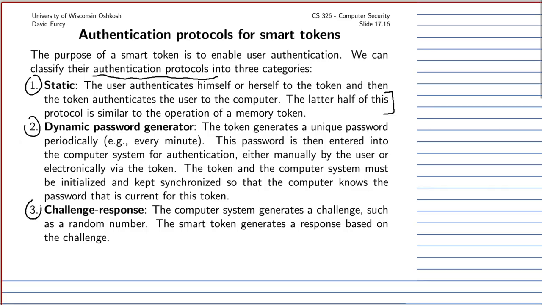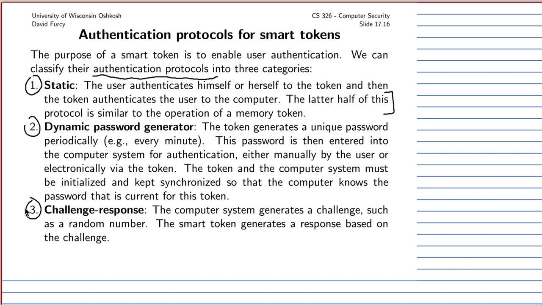And the third category of authentication protocol we're going to talk about is the so-called challenge response protocol. The reason for this name is that the first step is that the computer system is going to generate a challenge for the user. This challenge will typically take the form of a random number. And then the user is going to use the smart token to generate a response based on this challenge, and provide that response back to the computer system to authenticate himself or herself. The important aspect in these kinds of protocols is that the challenge and response are basically two numbers that are linked to each other.